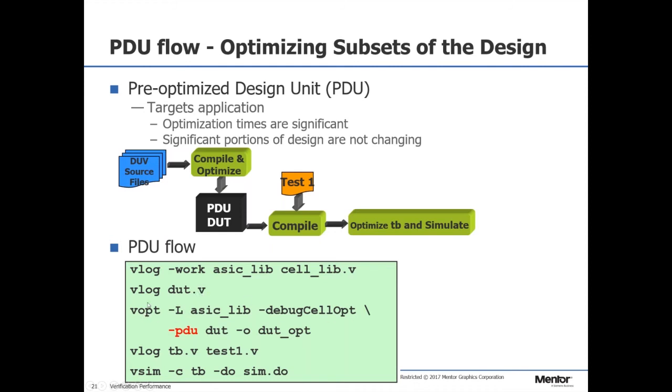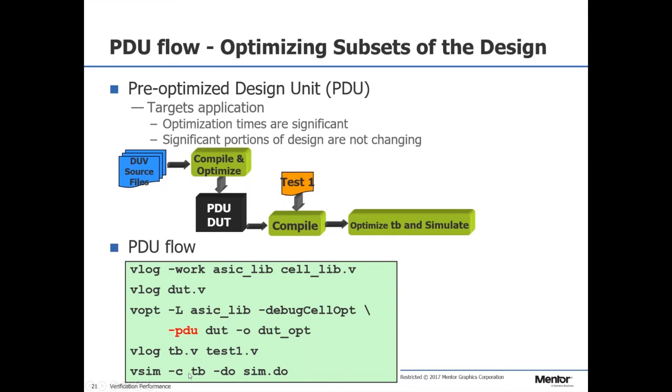And then I'm going to do this command right here. I'm going to say vopt. I'm going to bring in that ASIC library, and I'm going to bring in my DUT, and I'm going to output something called .opt. But I'm flagging that as a pre-optimized design unit. This is the big thing. This is what takes a long time to do that optimization. And rather than do that every simulation, I'm going to do it once and create this pre-optimized design unit called .opt.